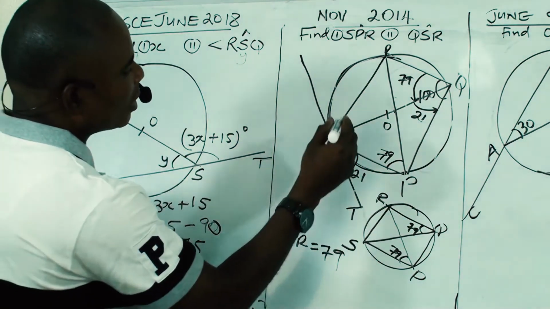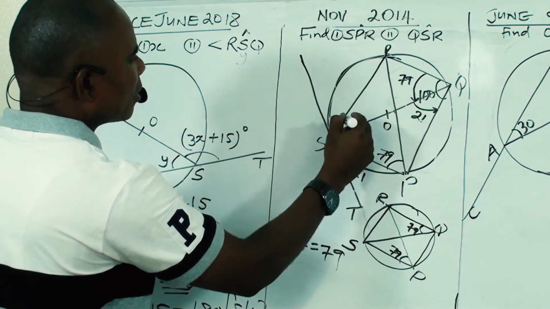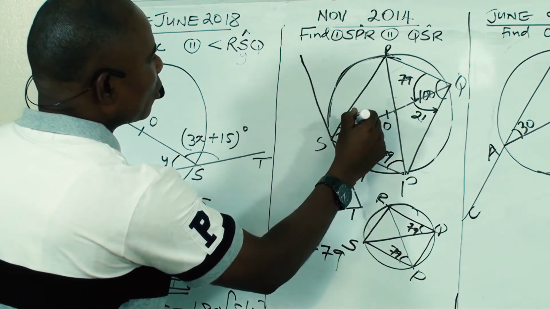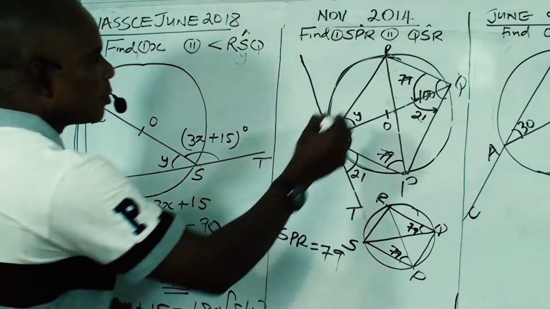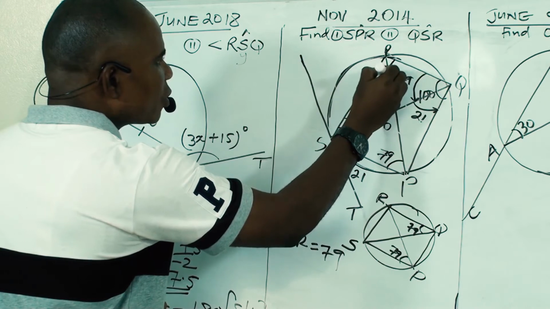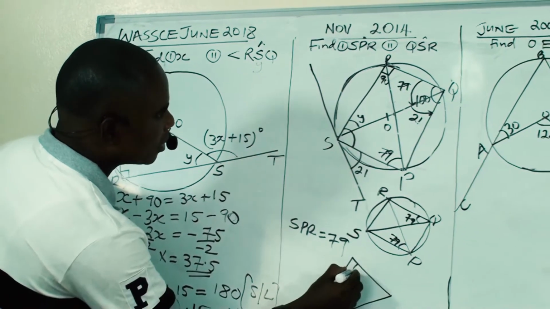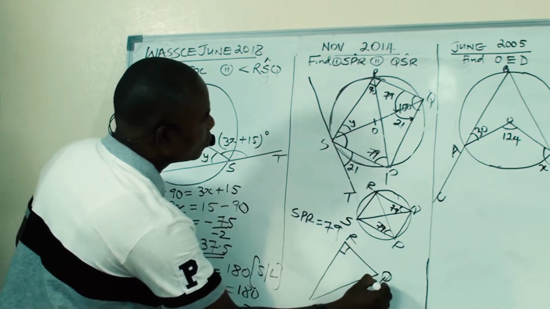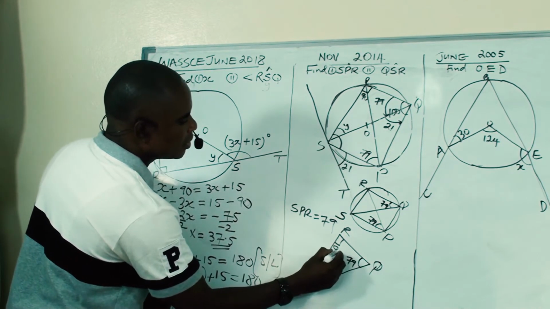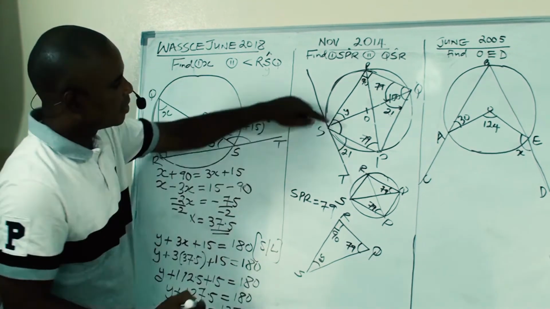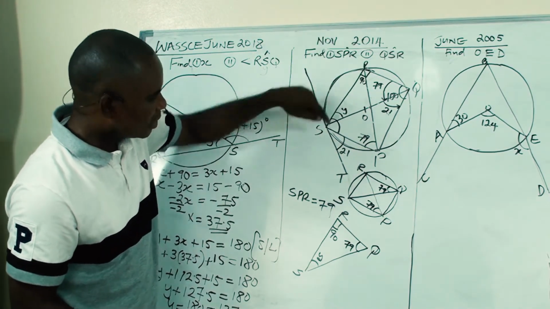If I now look at this, they say find QSR. You're finding QSR, so I'm finding here Y. They call it Y. Now watch, this is a diameter, so this whole angle must give me 90 degrees. So if I get this, I have something like this. This is 90, this is R, this is Q, this is S. Now I've said this is 79 and this is 90. So if I want to find that Y, that's this angle here. This is QSR, that is the Y I'm finding.